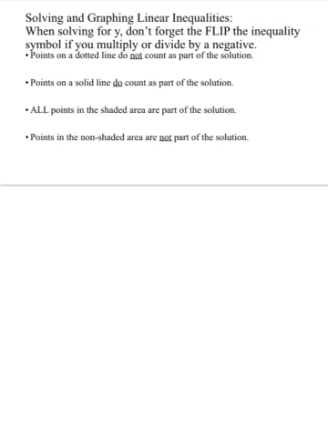So just like whenever we graph and a less than symbol is an open circle, less than or equal to is a closed circle on the line. Okay, the open circle represents that that number is not part of the answer. The closed circle says that it is. Okay, all points in the shaded area are part of the solution. So once I shade above or below, that's where all the possible answers are. Points in the non-shaded area are not part of the solution.